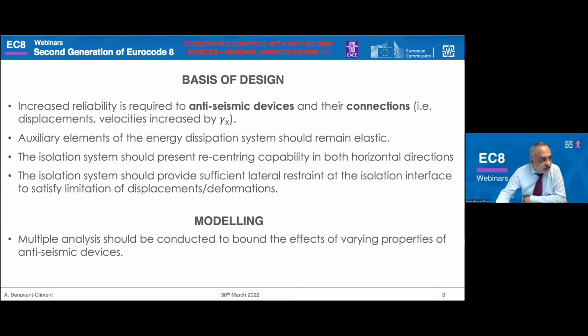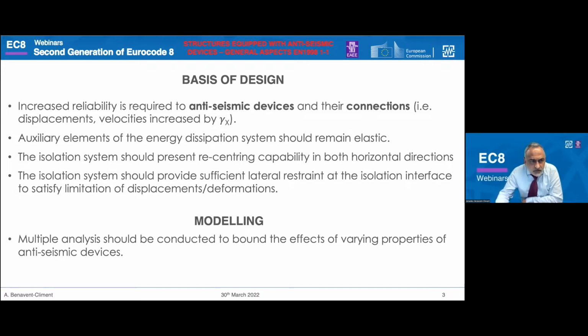So the section 6.8, as I said before, is general and establishes the basis of design for this type of structures. And I would like to point out several key aspects that are common to all type of structures with energy dissipation with anti-seismic devices. First, it is required an increased reliability to the anti-seismic devices, and also to the connections with the main structure. And this is accomplished by multiplying the displacements, velocities by a factor gamma x, whose value is 1.5 or 2.